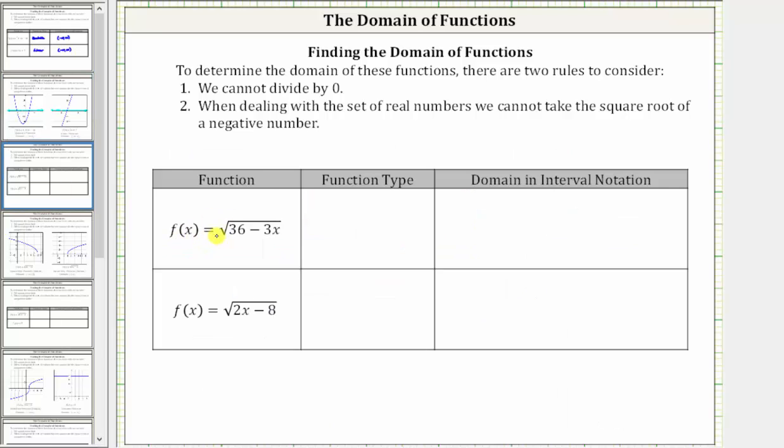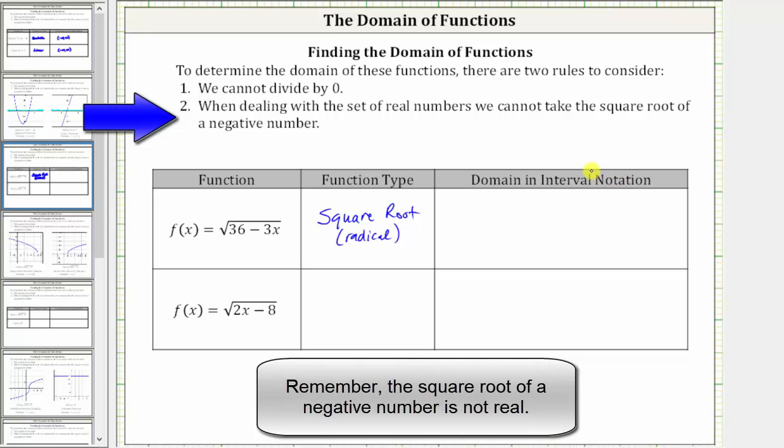Next we have f of x equals the square root of the quantity 36 minus 3x. This is a radical function, or more specifically, a square root function. To determine the domain, the radicand of 36 minus 3x must be non-negative, which means to find the domain, we must set 36 minus 3x greater than or equal to 0. If 36 minus 3x is greater than or equal to 0, it will be non-negative and the square root will be real.